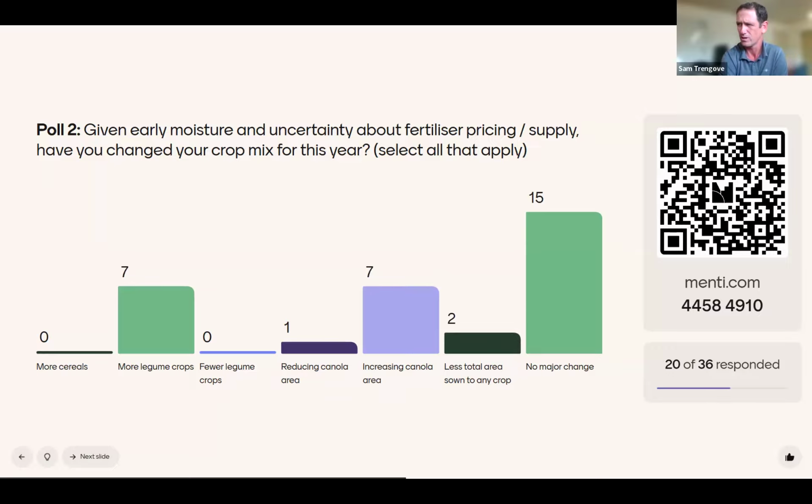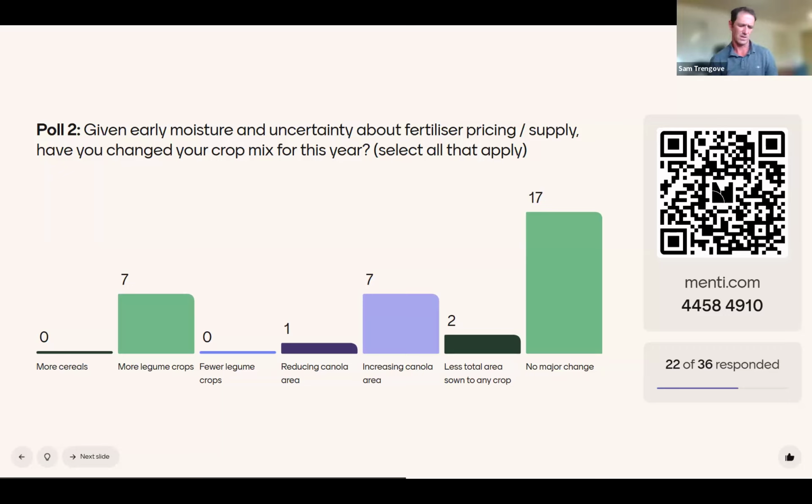P pricing was already pretty horrible before any of this happened, so that hasn't really changed in the last 6 weeks in response to what's happening in the Strait of Hormuz or anything like that. But in terms of the effect of that high price of P, it has the same effect of, I guess, reducing the optimum rate where you're likely to see a positive return.